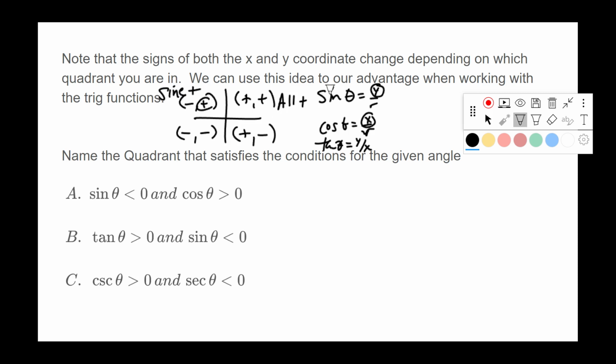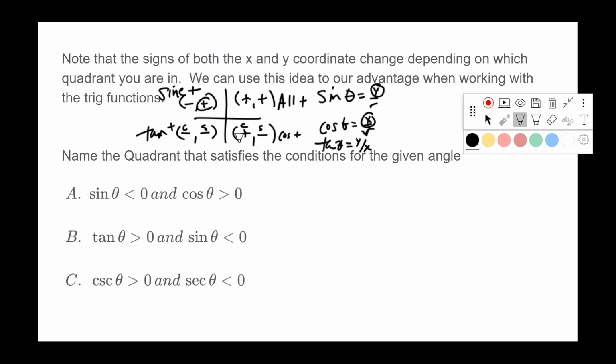In quadrant 3, sine, the y coordinate, is negative. Cosine, the x coordinate, is negative. But tangent is y divided by x. Divide the two negatives, you get a positive. So tangent is positive in quadrant 3. And then in quadrant 4, the x coordinate's positive, that's cosine. The y coordinate is negative, that's sine. And then tangent, you divide the two, that's going to be negative. So cosine is going to be positive in quadrant 4.